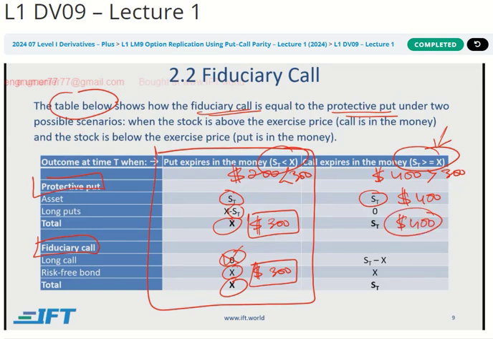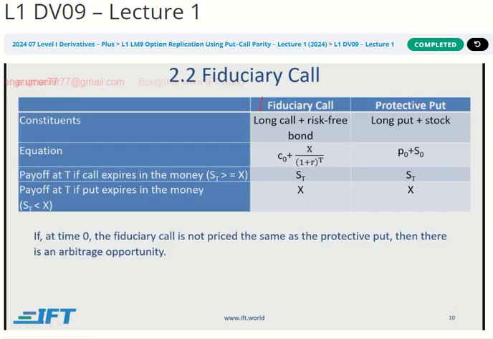The put option will expire out of the money and the asset you will be able to sell at 400. And in terms of the fiduciary call, you will make $100 profit over here on the call option, and you will get $300 from your zero coupon bond, and the total over here will be $400 as well, which is the same as that. So this is what a put call parity is, that a fiduciary call is equal to a protective put.